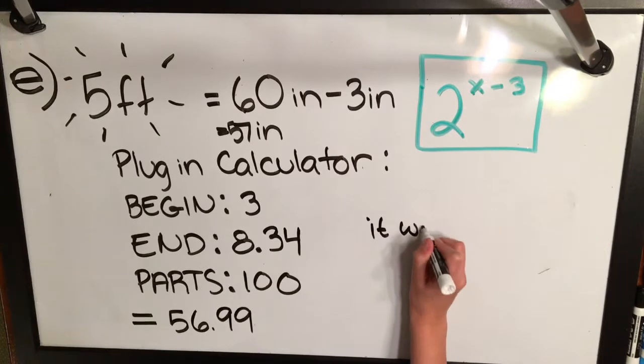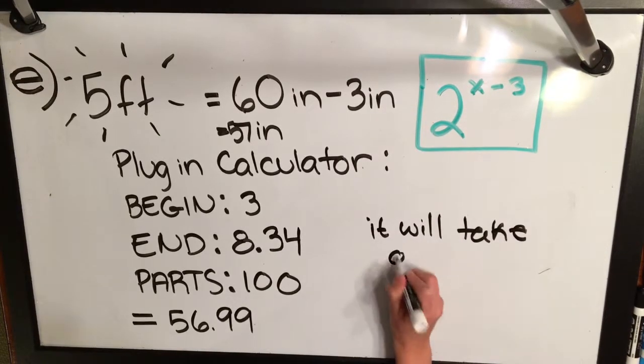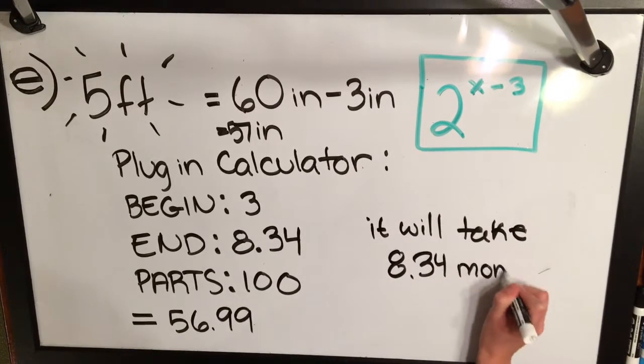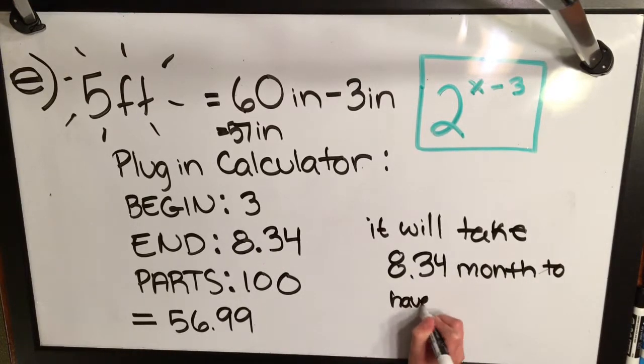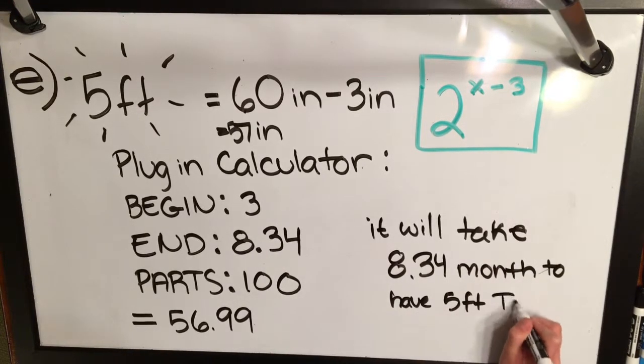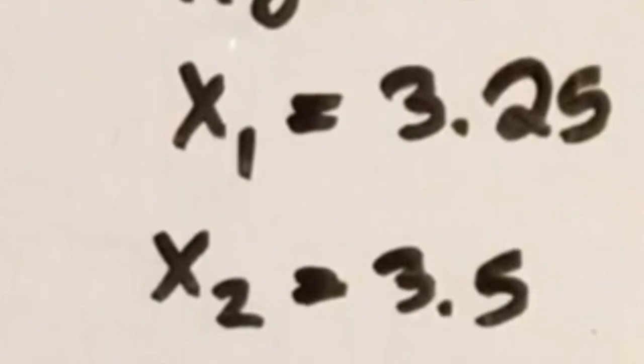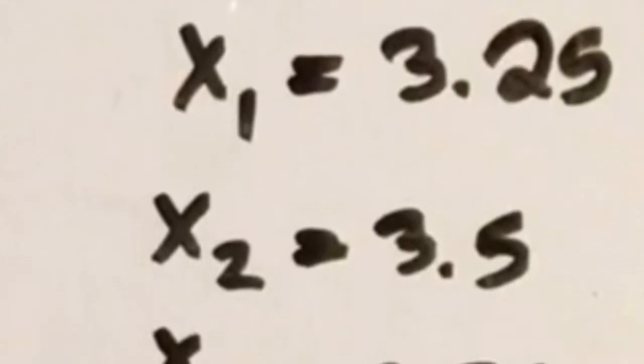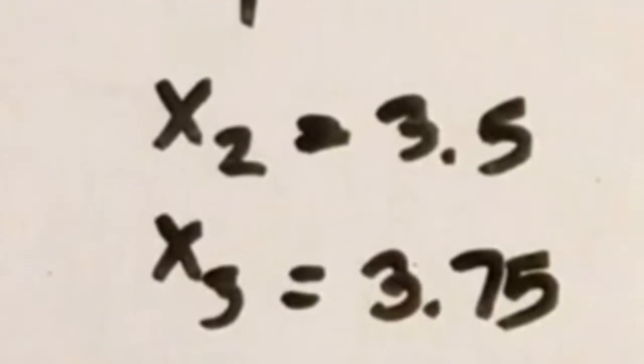So we now know it's going to take about 8.34 months to have 5 feet of hair grown in total. Our next task is to find the sigma notation equations for the left and right endpoint. They want it for 8 endpoints for left and right, between x equals 3 and x equals 5.